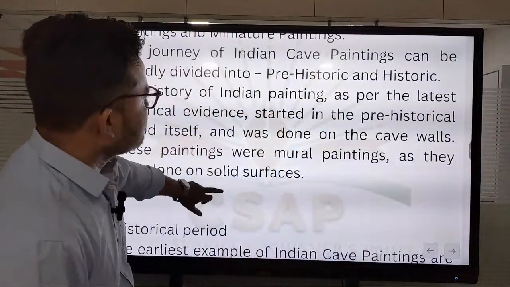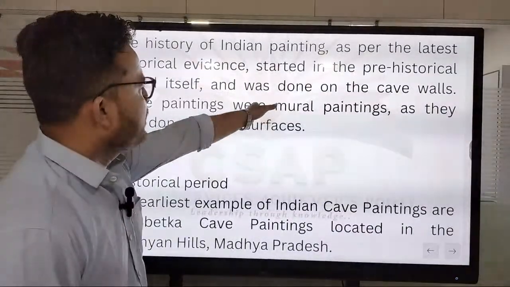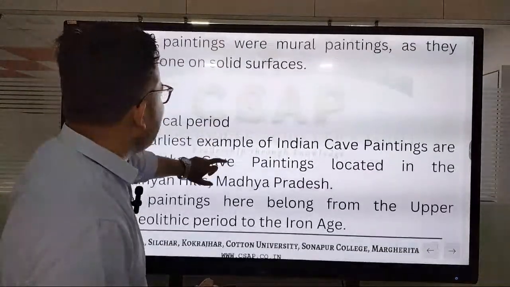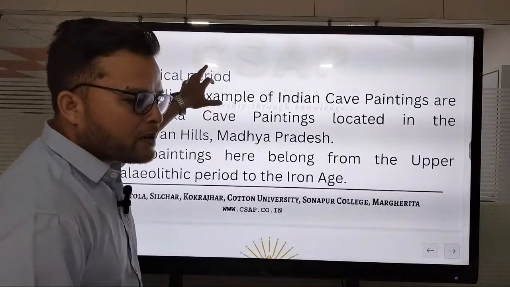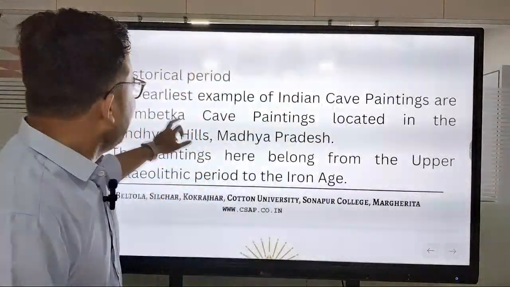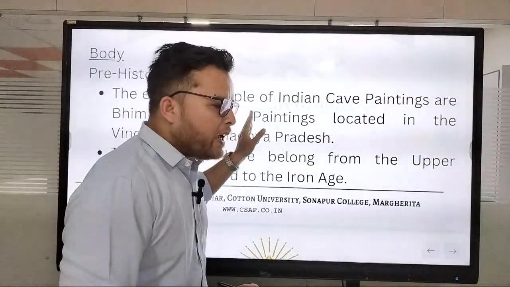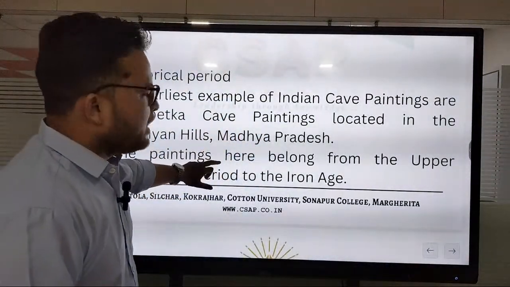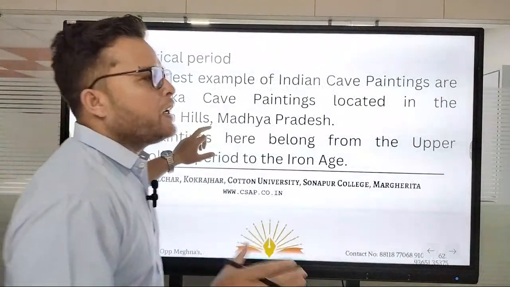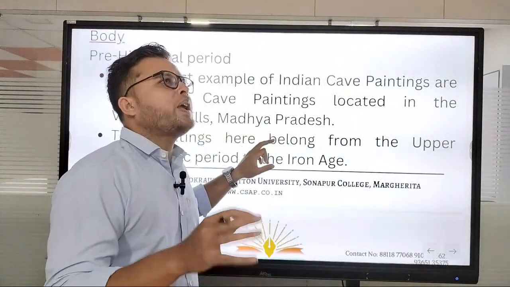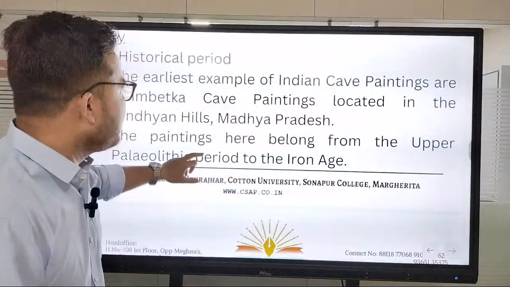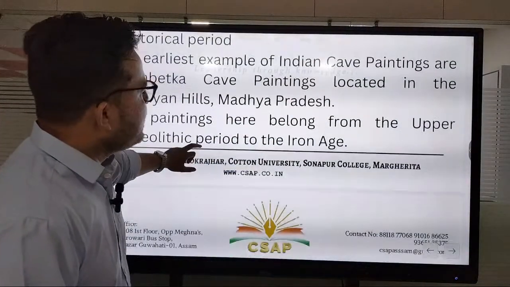These paintings were mural paintings. Now first let's talk about the prehistorical period. The earliest example, like I said, are the Bhimbetka cave paintings. Where are they located? They are located in the state of Madhya Pradesh, and they are also located in the Vindhyan Hills.